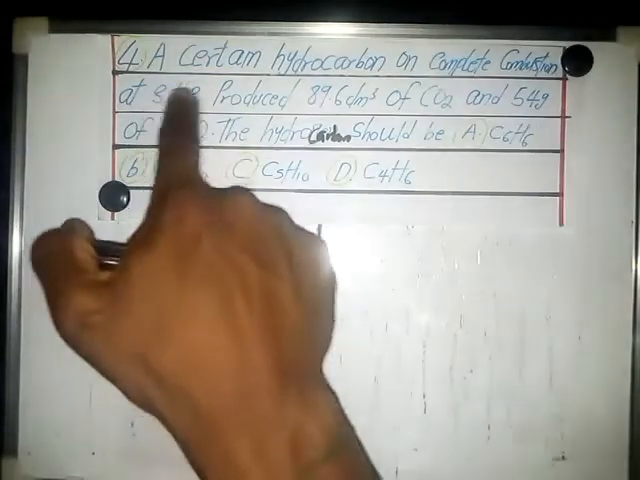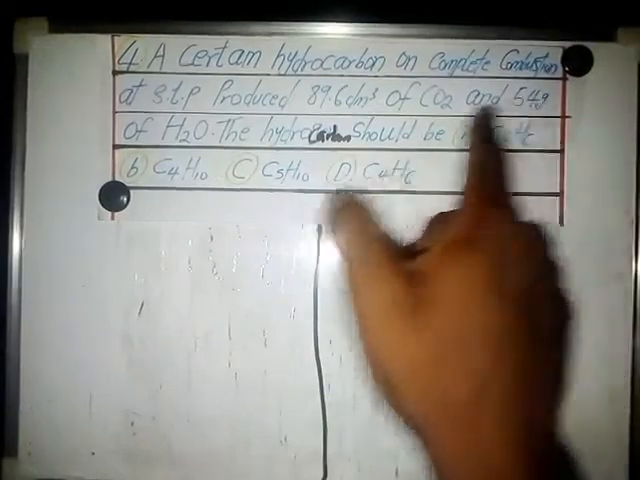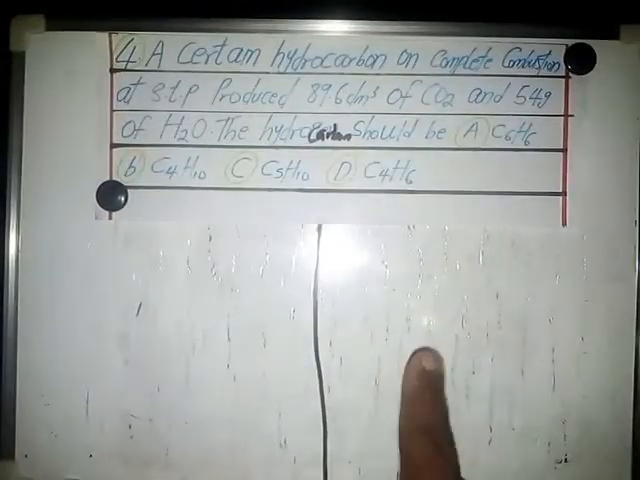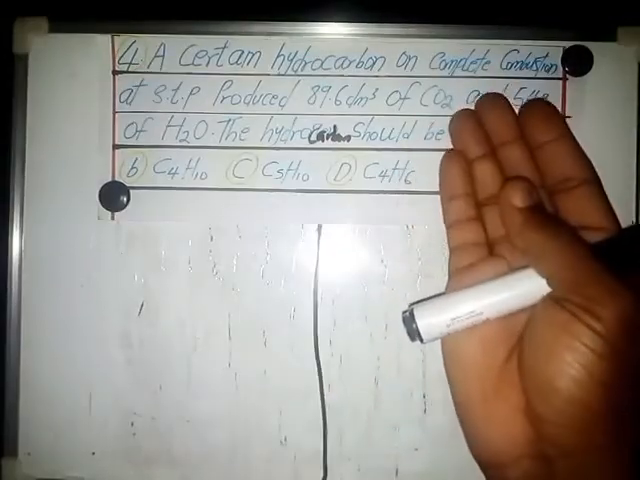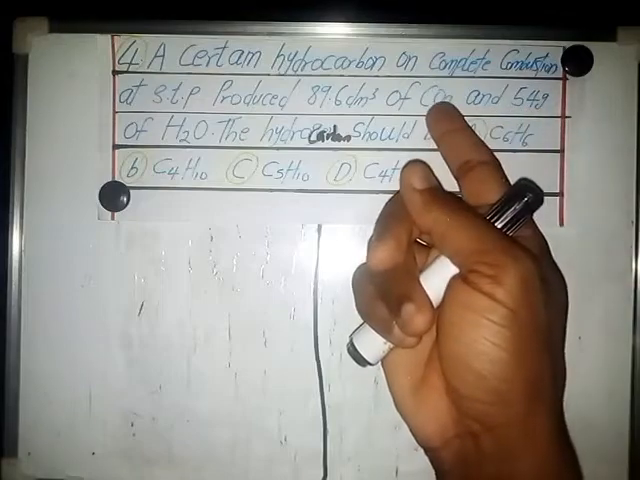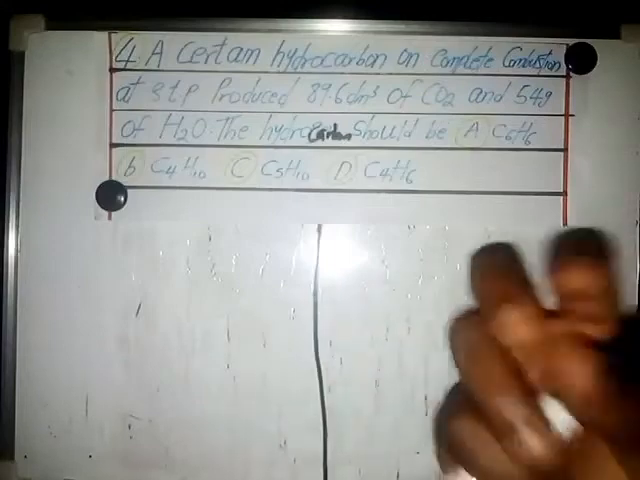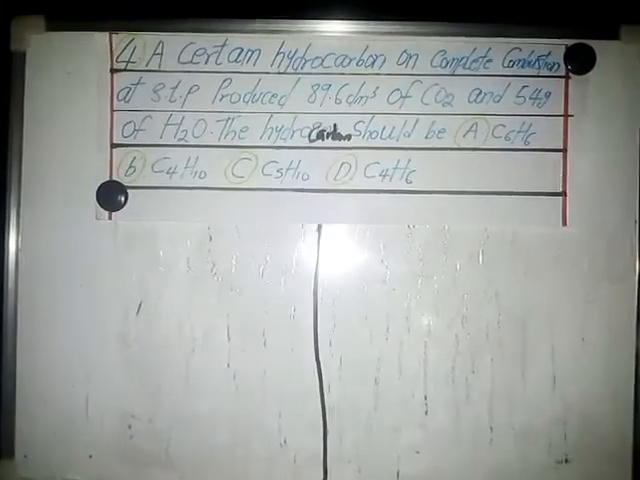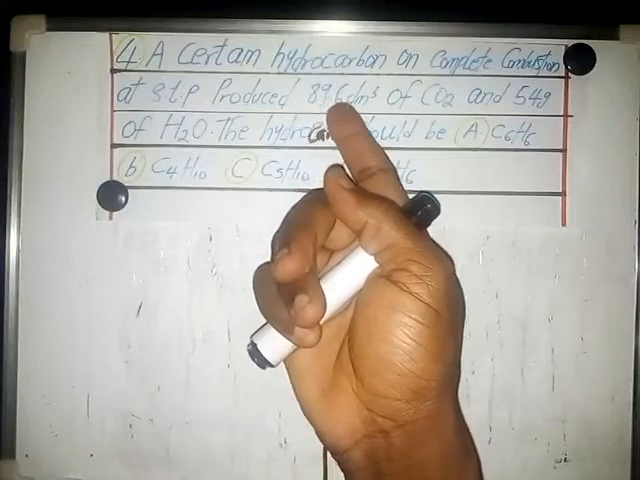We are giving this value for CO2 and 54 gram of H2O. Remember, we are interested in getting the carbon and hydrogen. But here in this case of combustion, we're giving CO2 and H2O. So we're going to get carbon from this CO2. I'm going to get hydrogen from this H2O. So the first thing we're going to do is that since for CO2 we're giving 89.6 dm³.